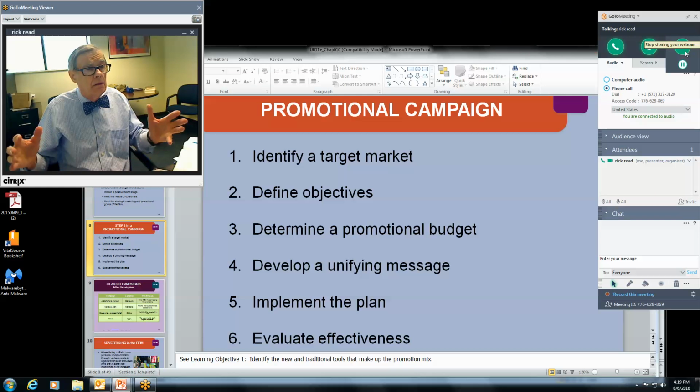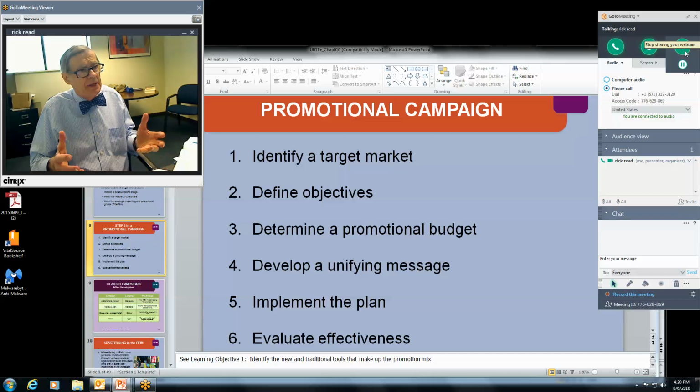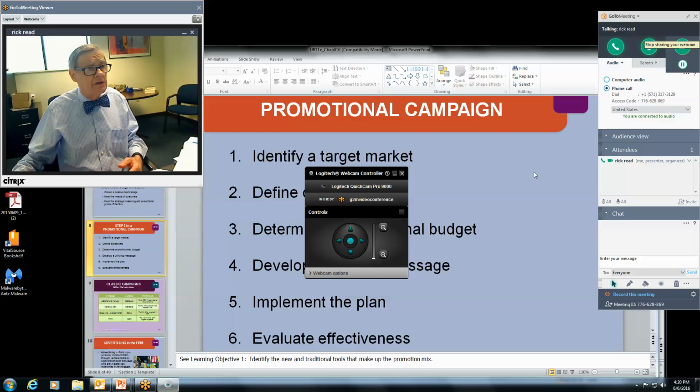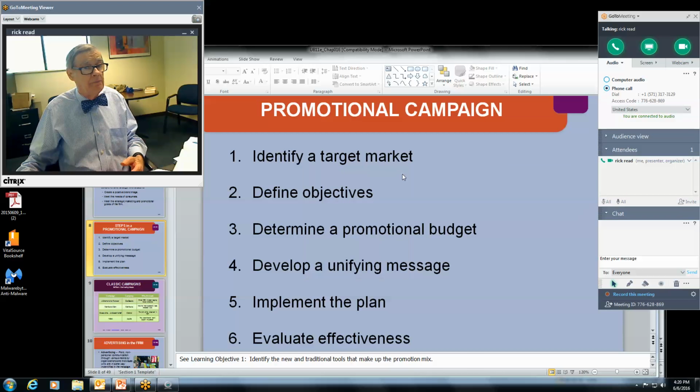Now, this gives us the promotional campaign. There are a lot of things on this particular slide that we can talk about. But the two top things are identifying the target market, excuse me, I didn't enunciate properly, and then defining the objectives that the company has. And we go all the way down through this. And then the last thing we have to do is evaluate the plan, or the campaign, if you prefer, that we set in motion to make sure it did what we expected it to do.